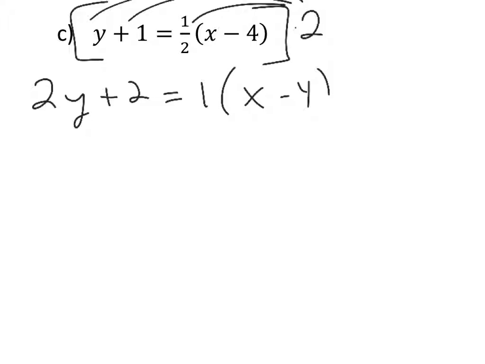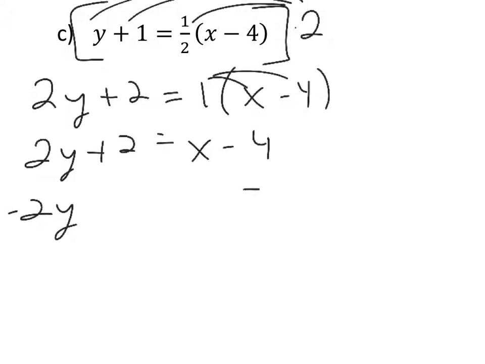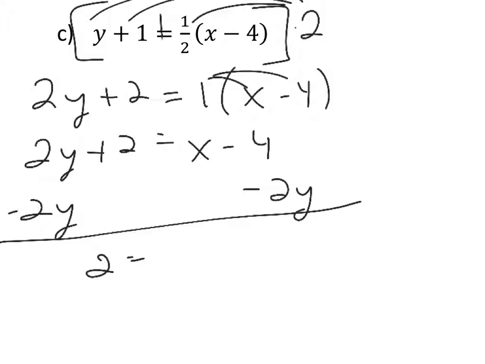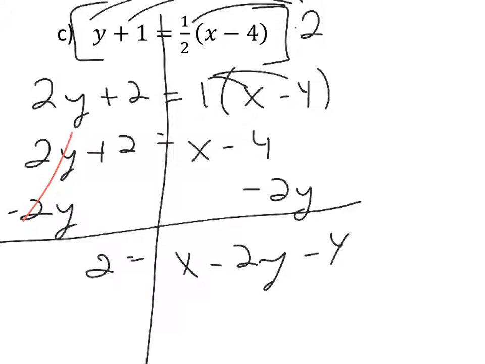So since I'm multiplying on the right, I only multiply the 2 to one thing. Now I'm going to clean it up if I can. 2y plus 2 equals, distribute the 1, x minus 4. X is positive, so instead I'm going to move the y. I get 2 equals, and again, if your leg dropped the wall, you're dropping the wall. 2y minus 2y cancels. I get 2 equals x minus 2y minus 4.